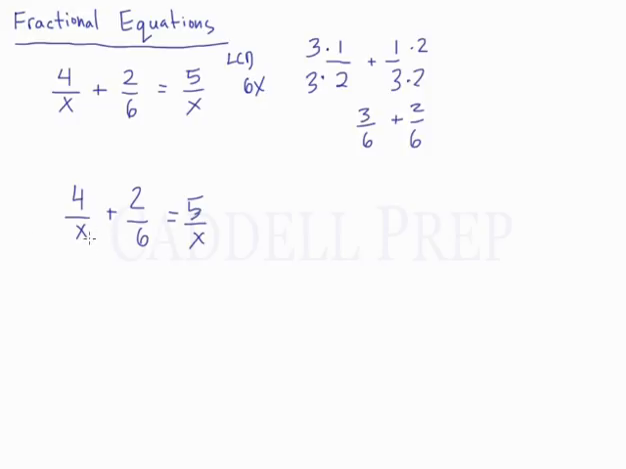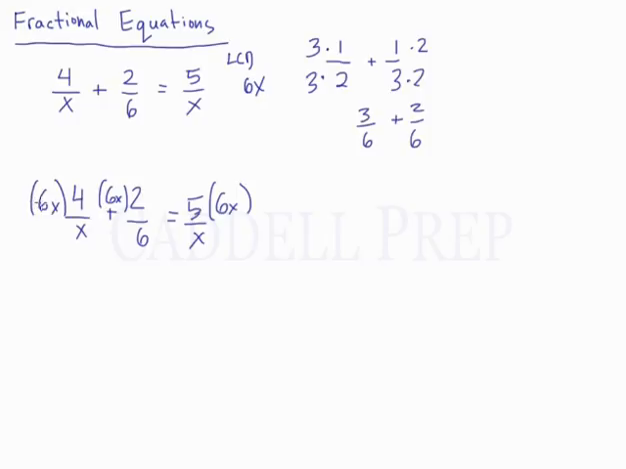Okay, but now instead of getting a least common denominator and still having fractions, we're just going to multiply everything by the least common denominator. So we're going to multiply this by 6x, by 6x, and by 6x. When we do that, things are going to cancel out, and it's not going to be a fractional equation anymore. It's going to be a regular equation.